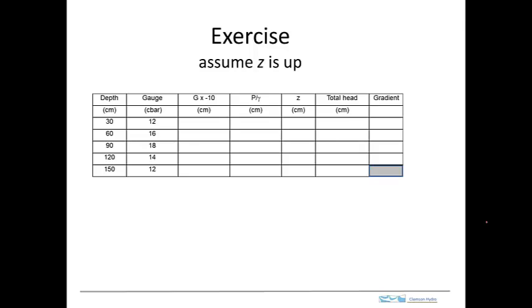So this is a table that has data from 5 tensiometers. They're completed at different depths, and you can see the different depths here shown in the first column.